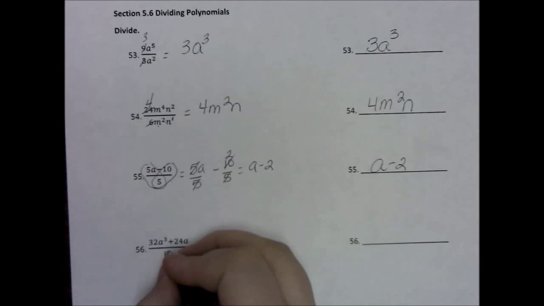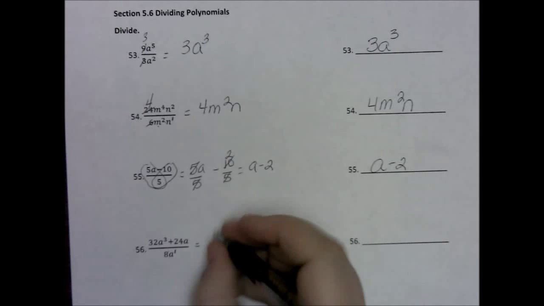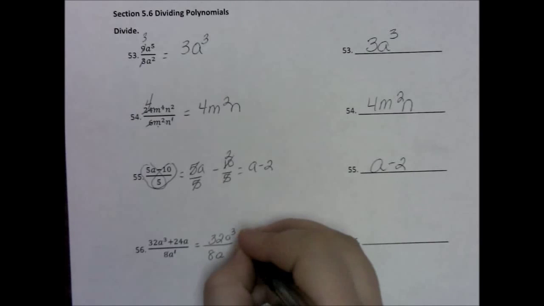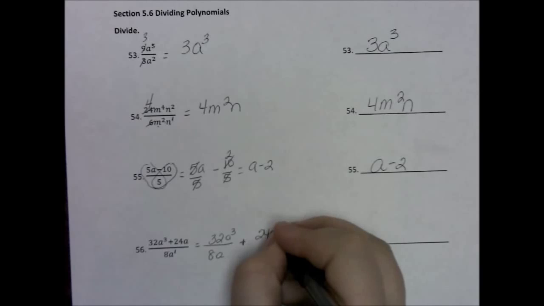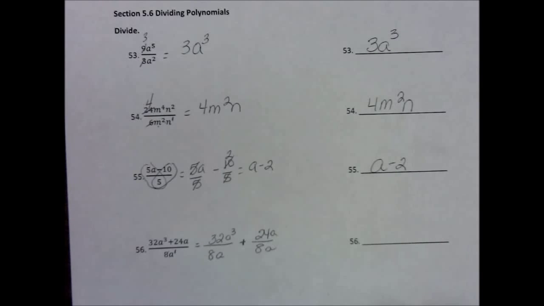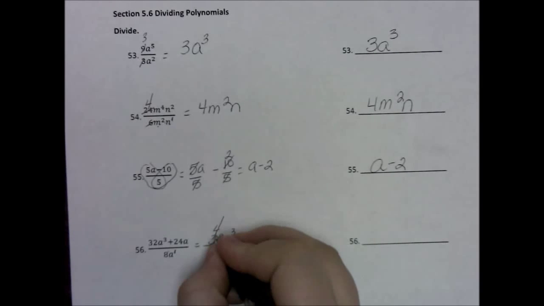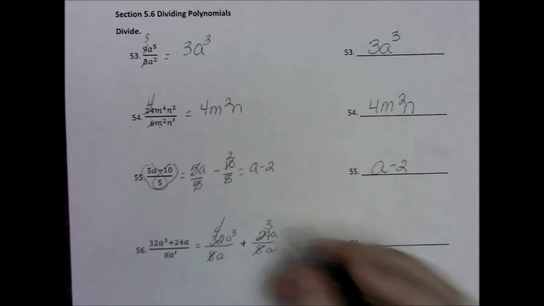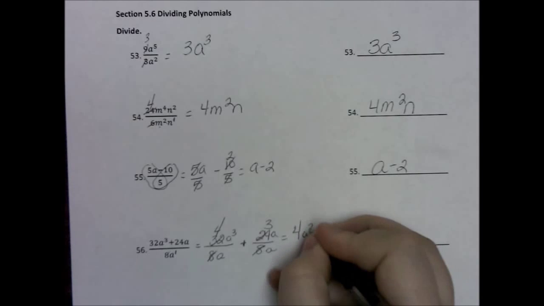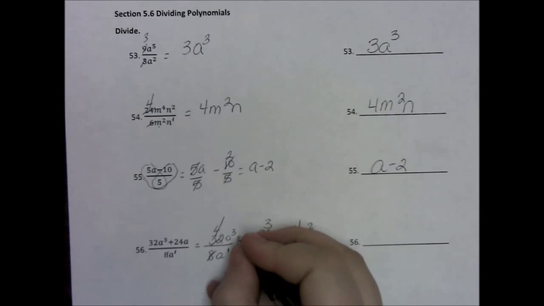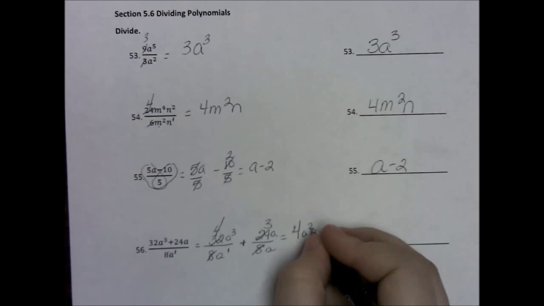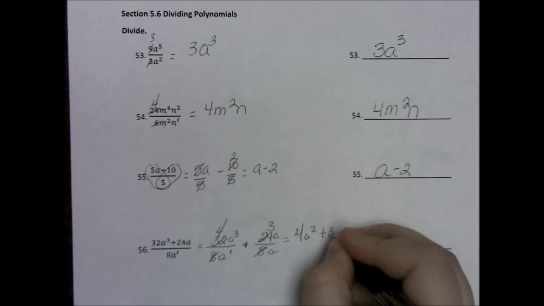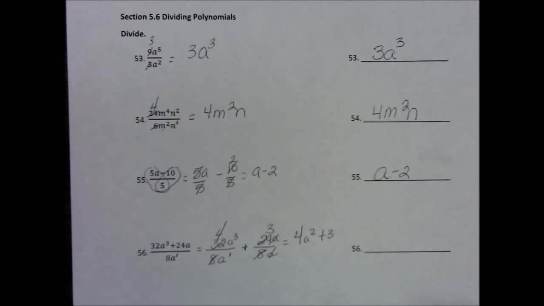Number 56, we would rewrite this as 32a to the 3rd over 8a plus 24a over 8a. 8 goes into 32 4 times. 8 goes into 24 3 times. So we would be left with 4a squared, because 3 minus 1 is 2. And then plus 3, and then those a's just cancel. So you're just left with that 3.